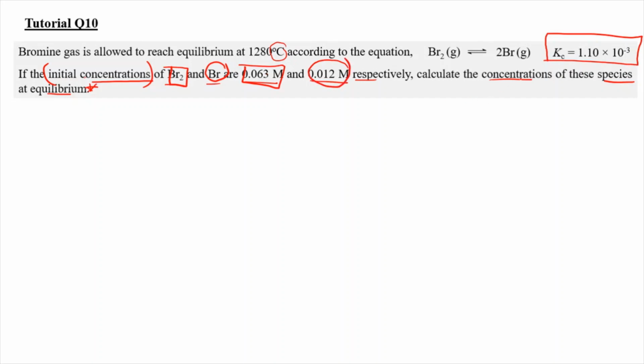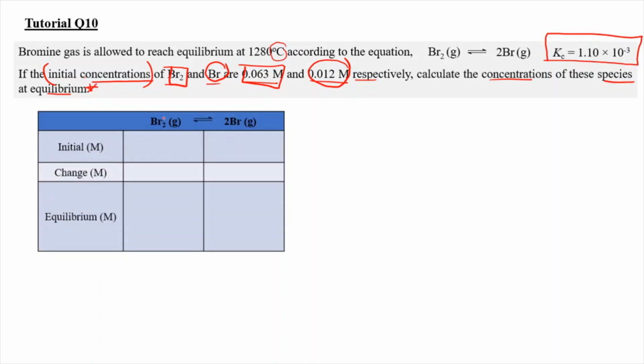So in order to find the concentration at equilibrium, we need to do the ICE table. So we need to write the equation once again, and then we have our initial, change as well as the equilibrium. And then molar refers to the concentration. So at initial, the concentration of the bromine gas is going to be 0.063.